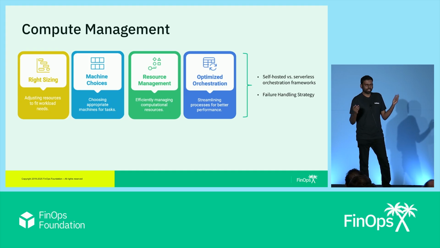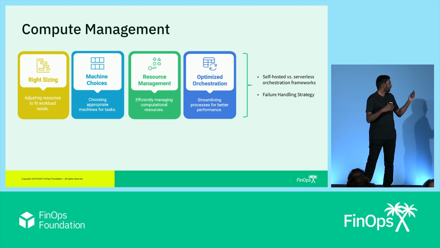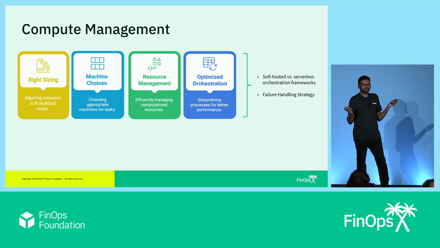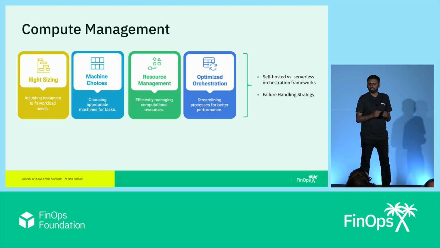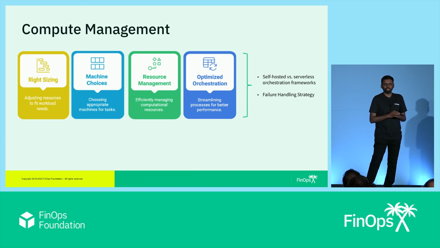So: right-sizing, picking the right types of machines, making sure your machines are not idle, and finally the orchestration. Even if you start implementing these individually, you'll see the cost coming down quite a bit, and you'll see your compute utilization increase quite a bit too.